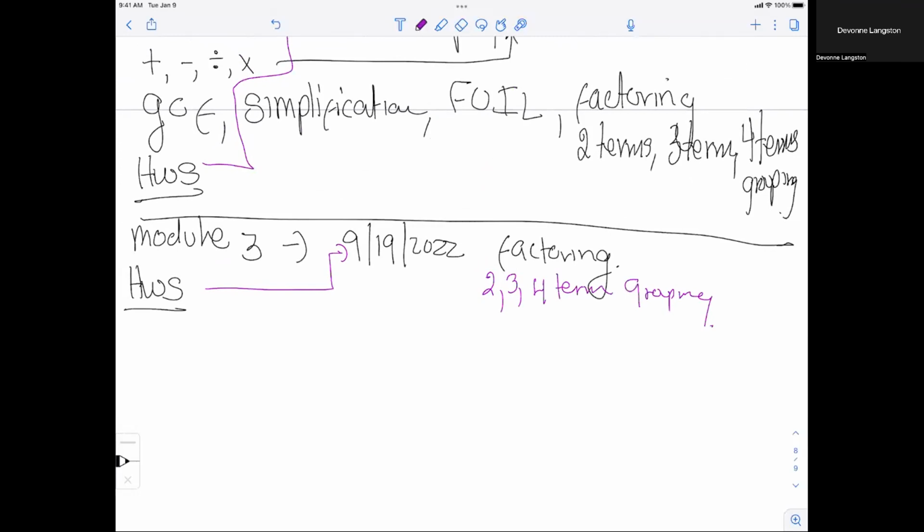Can you show the module 2 when you're done? Sure, no problem. Okay.